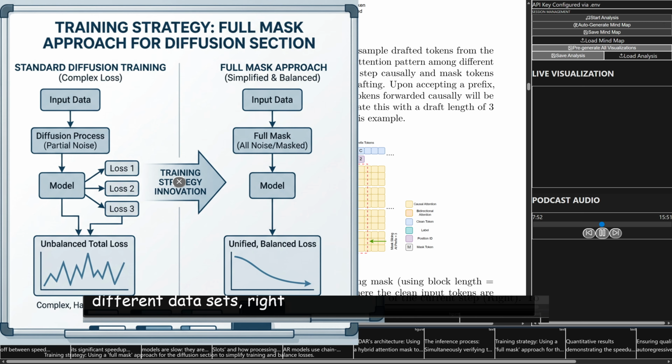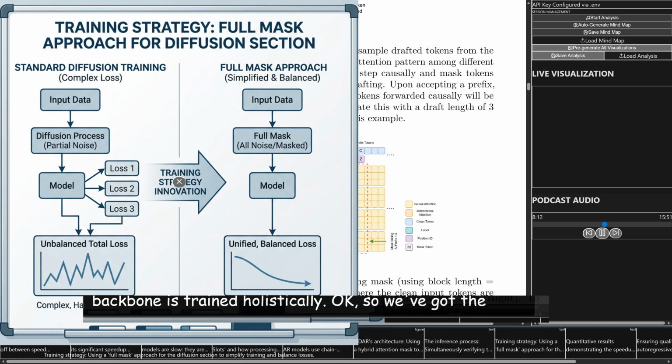All right. And they simplified the diffusion strategy with what they call a full mask approach. They just turn all the diffusion tokens into mask tokens. This gives a really dense, consistent loss signal, which helps with convergence and makes balancing the two losses during optimization a lot simpler. The whole backbone is trained holistically.